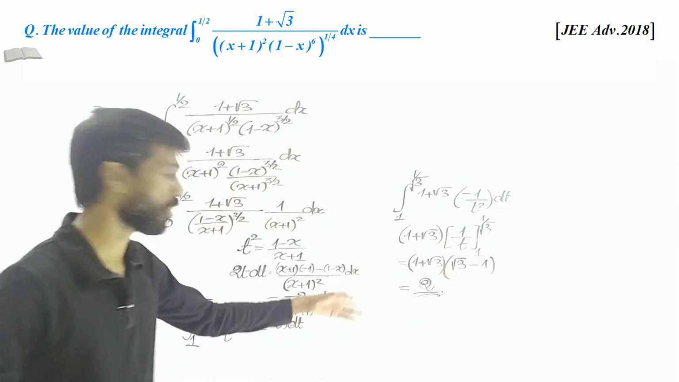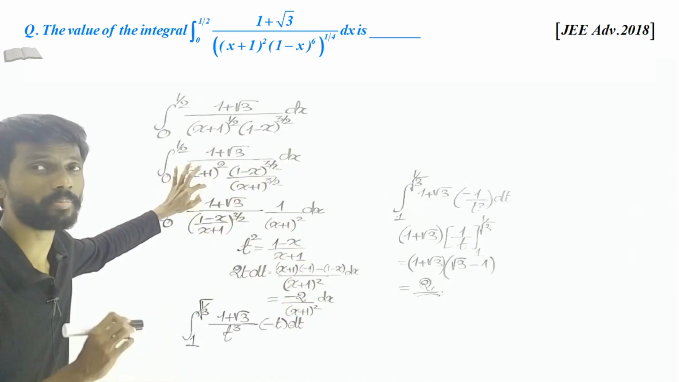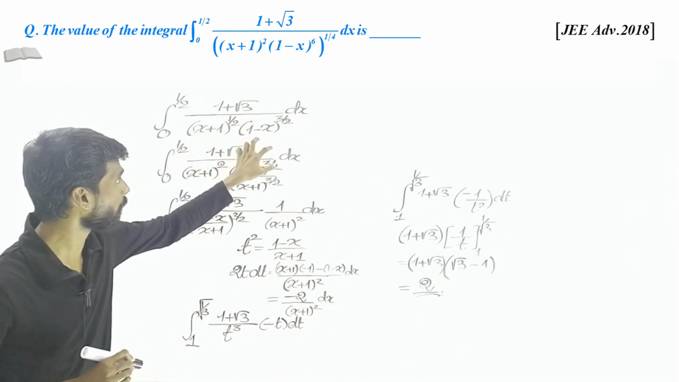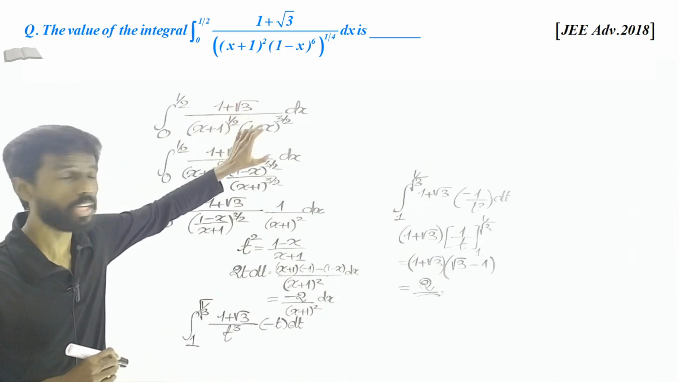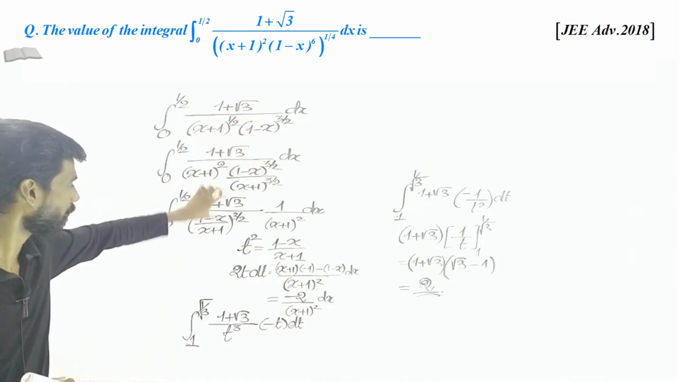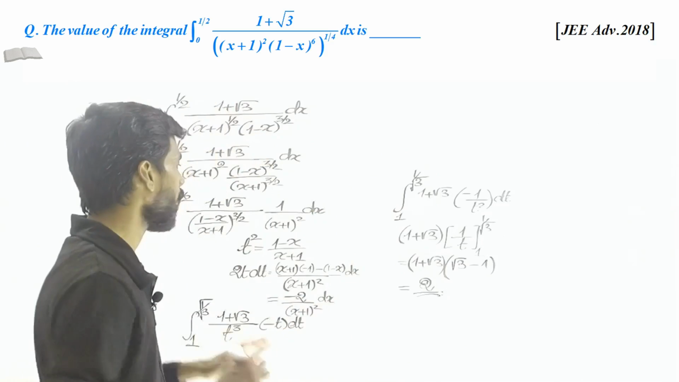See, these calculations are simple, but this idea is what is important. So you have to divide by this factor with this power, so that one idea is what is important. The rest of the things are normal calculation. So the answer here is 2.